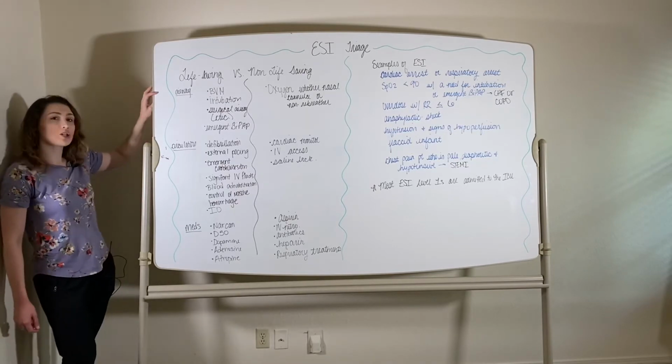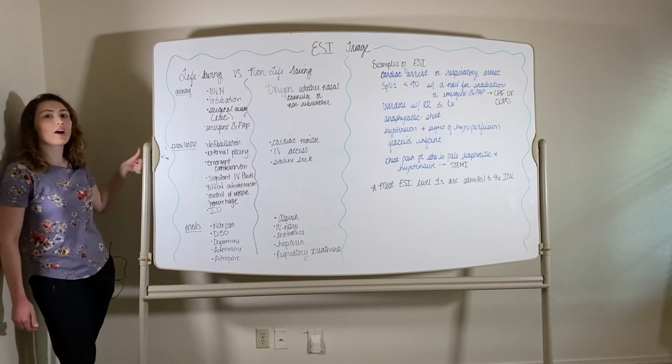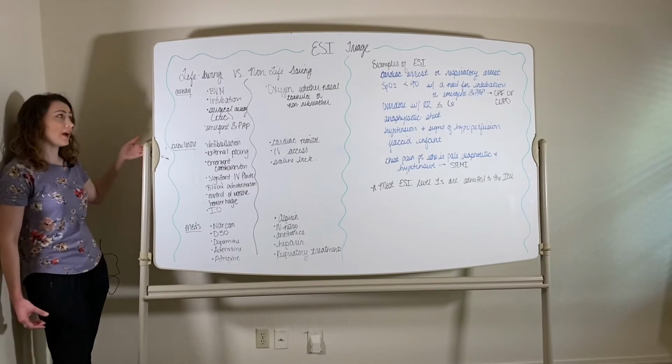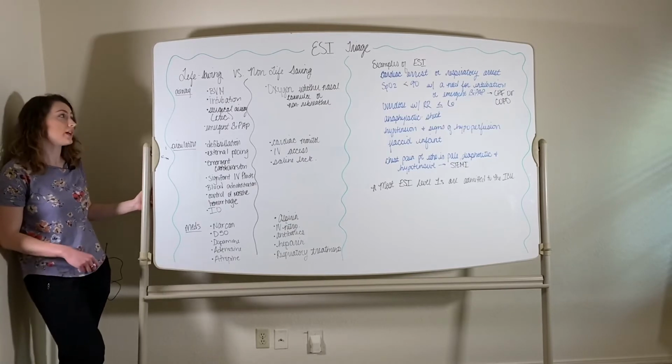The first one we'll touch on is airway. So a life-saving intervention would be bag valve mask ventilation. Do they have a respiratory rate of 5? Do we have to bag this patient to assist with their ventilations? That counts as life-saving, ESI Level 1.